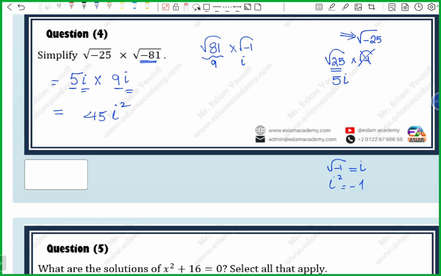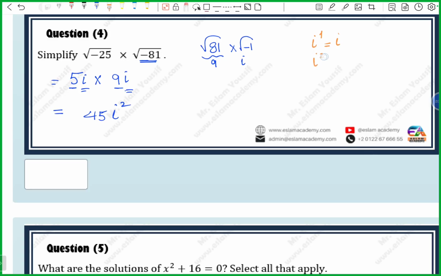We can write all of the values here now. i to the power 1 is equal to i, which is the square root of -1. i to the power 2 is equal to -1. i to the power 3 is -i. i to the power 4 is equal to 1. Any problem for this one? This part you need to memorize. That is the most important.